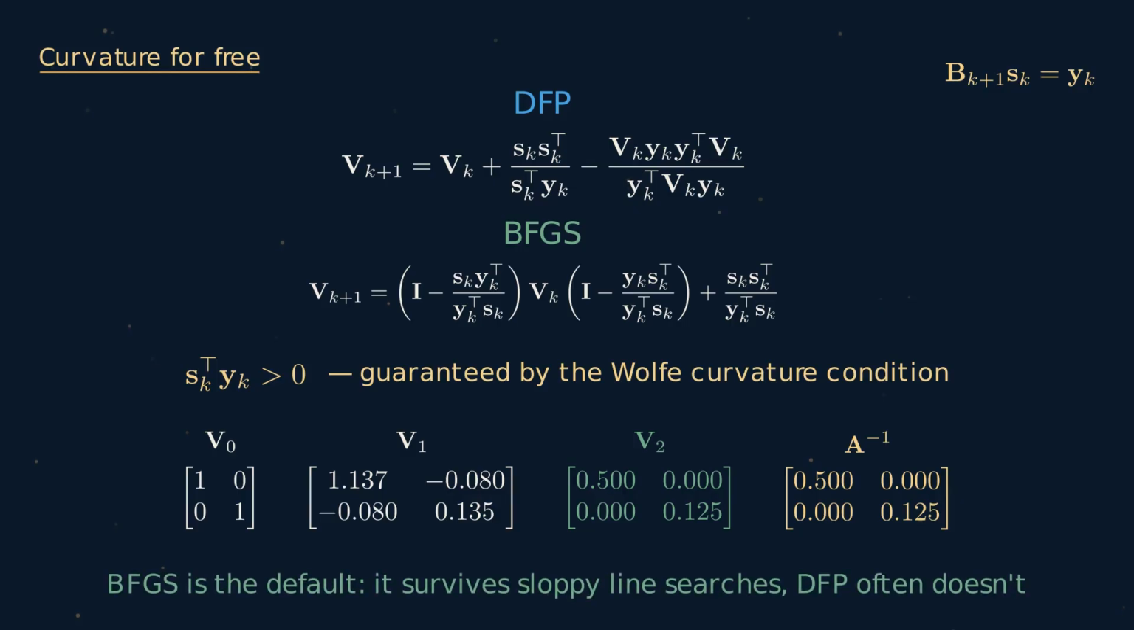On general functions, this converges superlinearly, a shade behind Newton, with no Hessian and no cubic solve. Between the two, BFGS wins in practice. It tolerates rough line searches and quietly corrects a bad estimate that leaves DFP stuck.